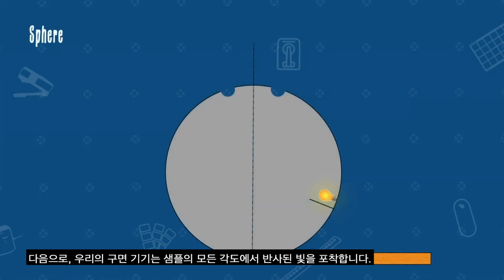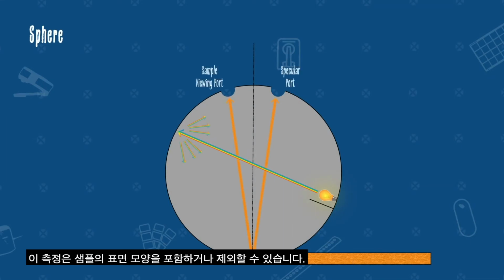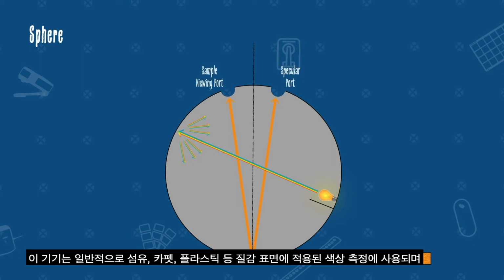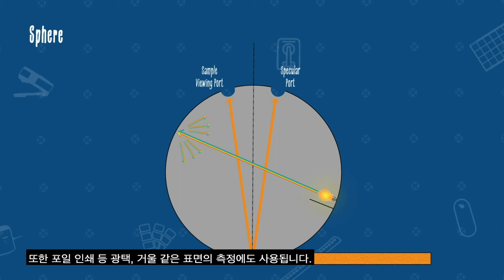Next are spherical instruments, which capture light reflected from all angles of a sample. This measurement can include or exclude the surface appearance of your sample. These devices are commonly used for measuring color that has been applied to textured surfaces such as textiles, carpets, and plastics, as well as glossy or mirror-like surfaces, including foil printing.